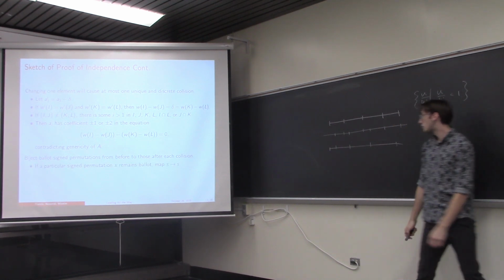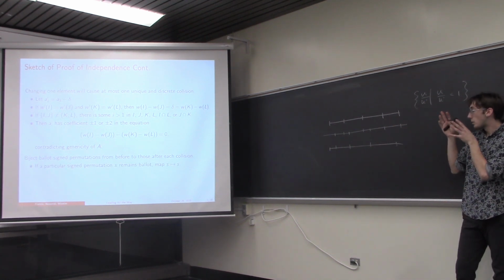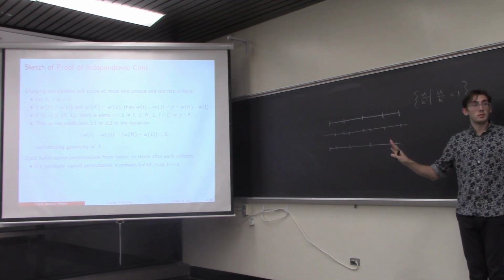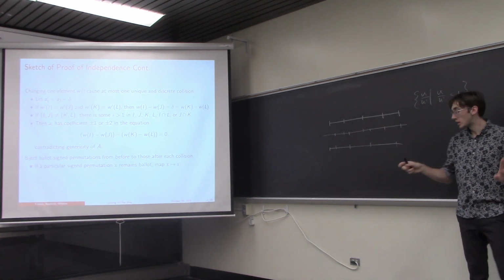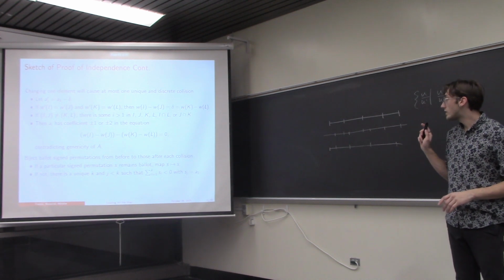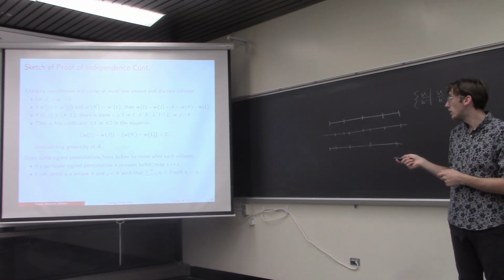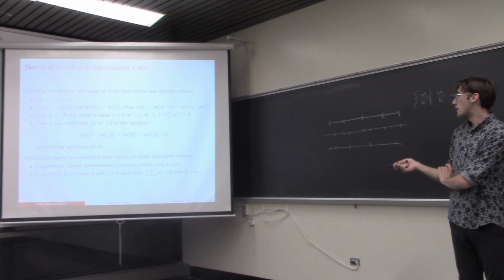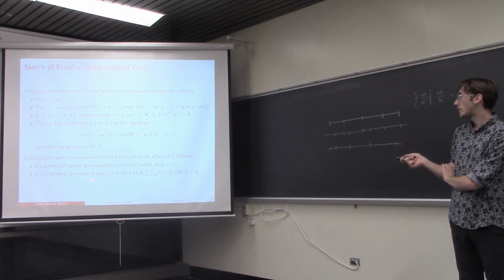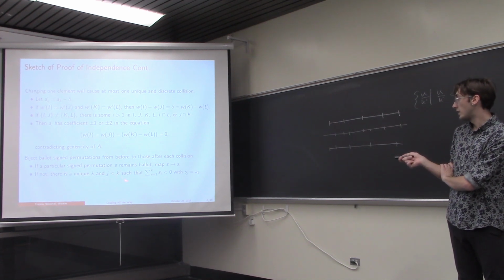So we're going to do this. If a particular sign permutation remains ballot, well, leave it alone, we'll keep it the way it is. But if it is not anymore ballot, meaning that the partial sums are not all positive, then that means there's a unique value k and j less than k such that this turned negative.